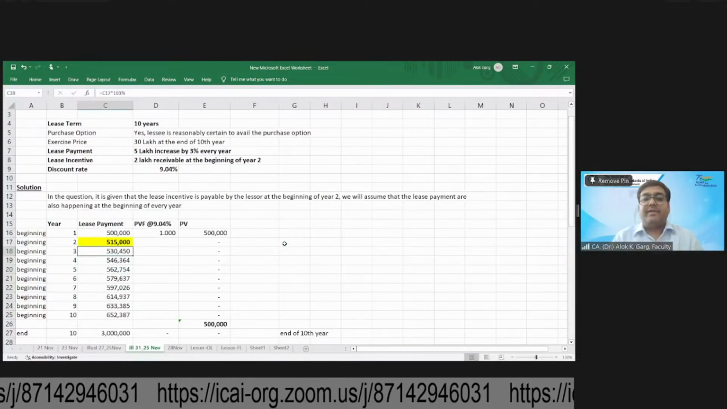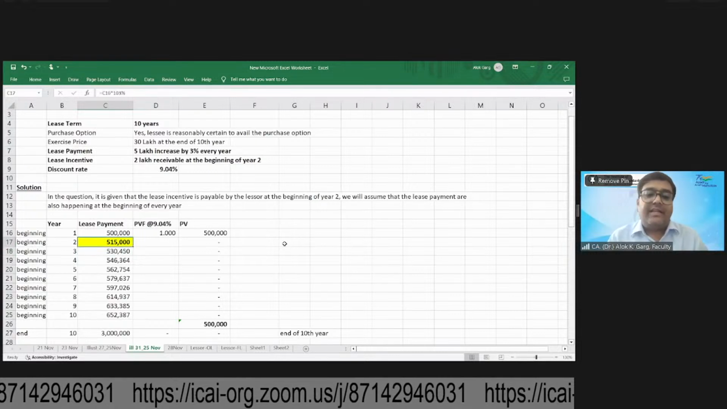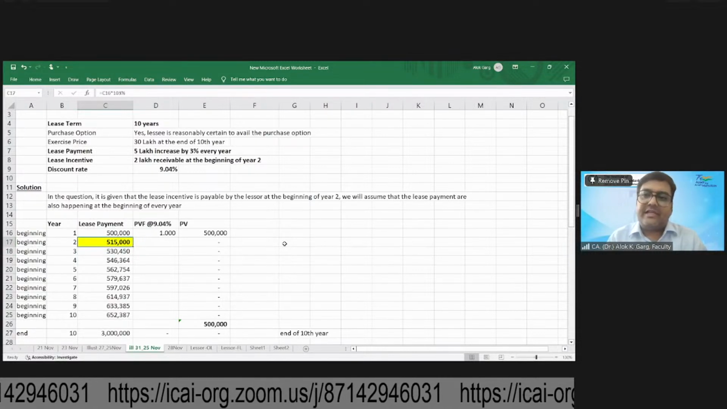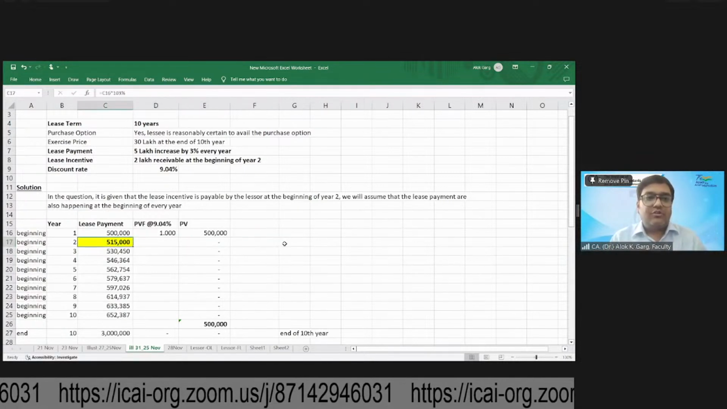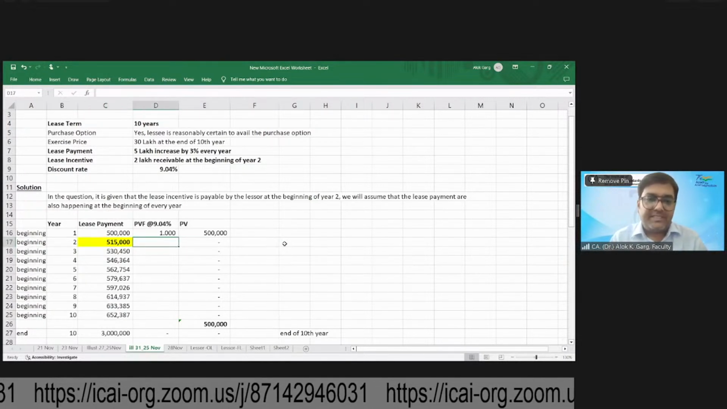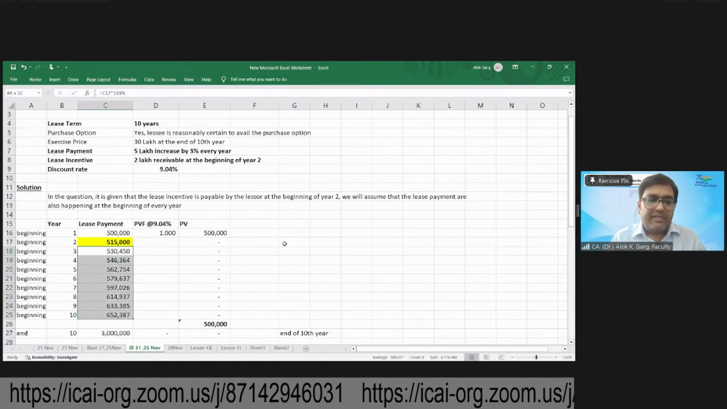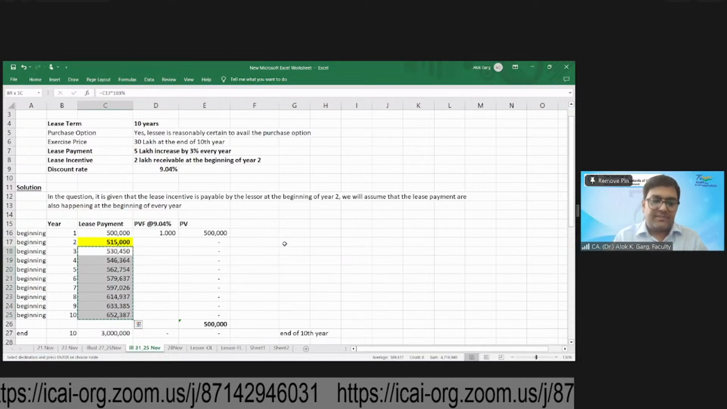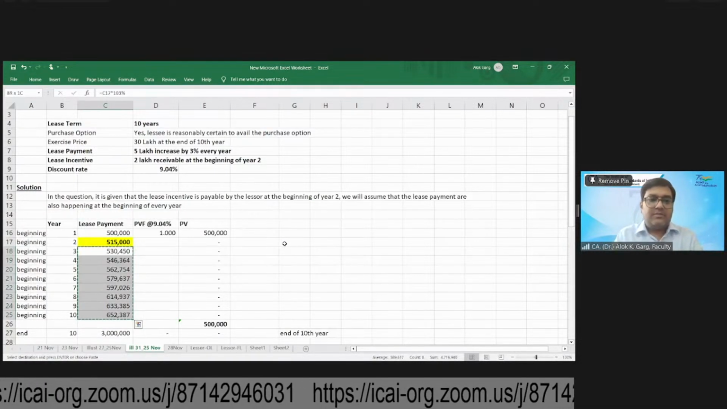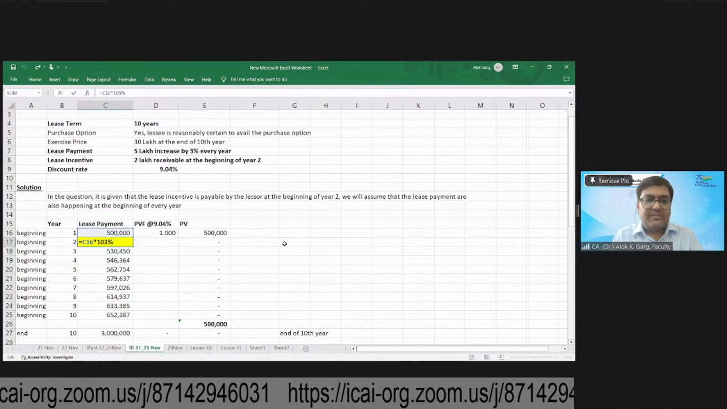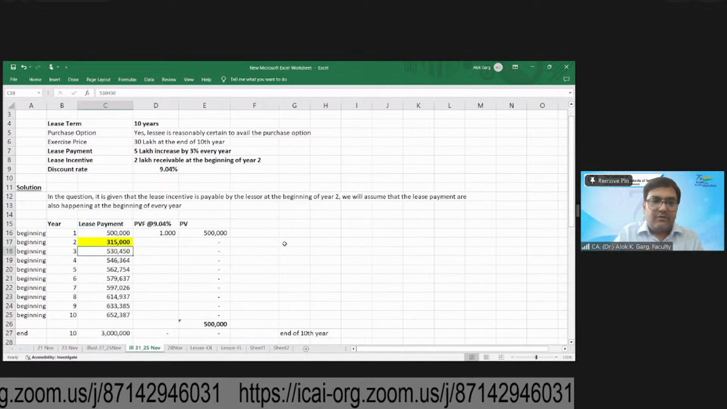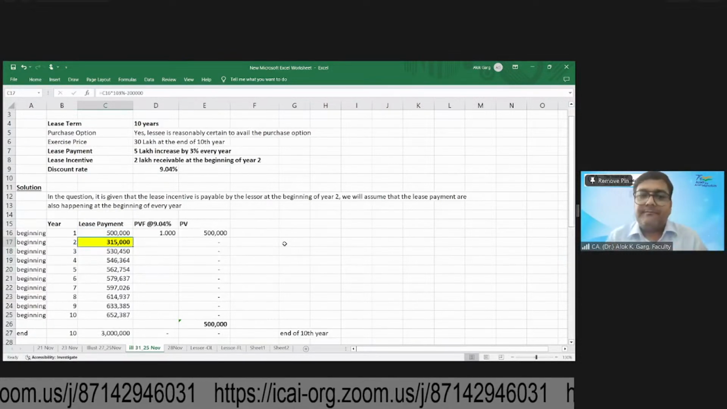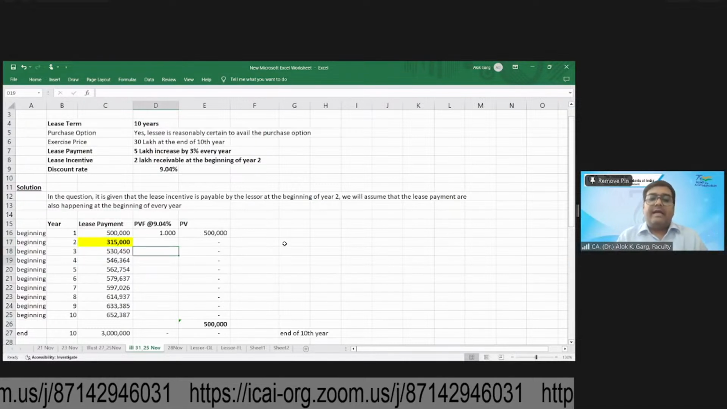This will be the lease payment. But there is a lease incentive also. Abhiraj, you have asked, sir, can we net it off also? Yes, you can net it off. So let me net it off 2 lakh rupees here. But before that, I'll make it value based because otherwise, when I do this minus 2 lakh rupees, the remaining calculation will also change.